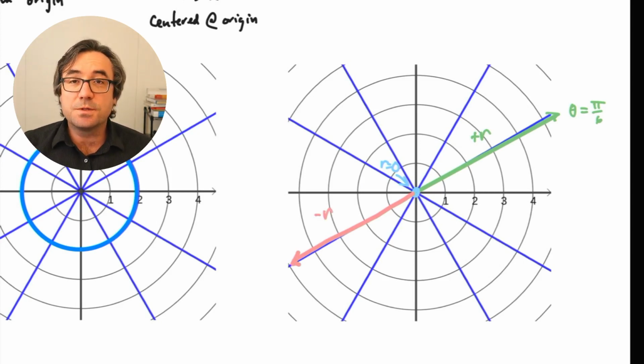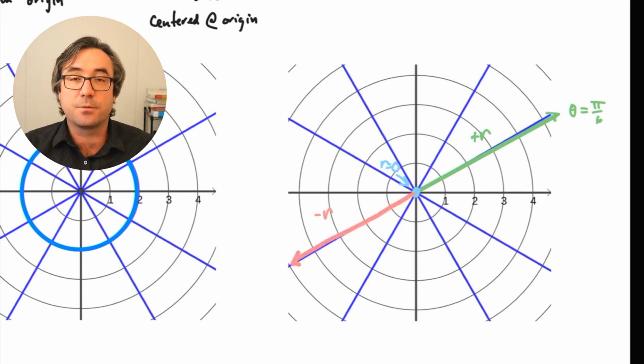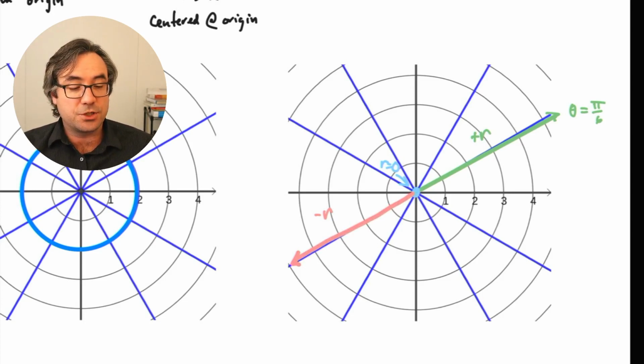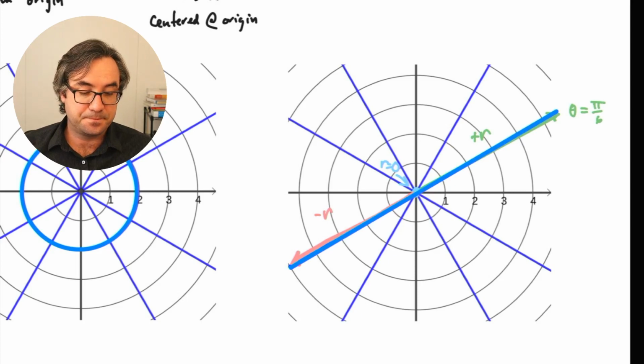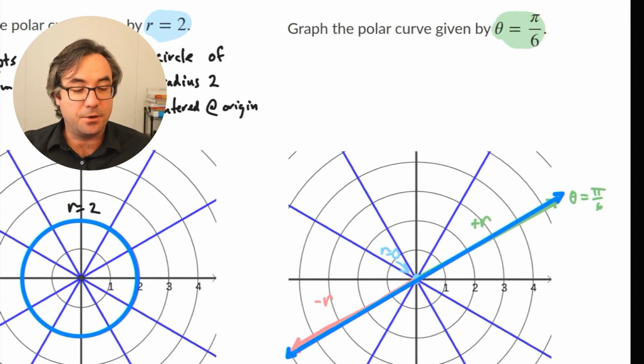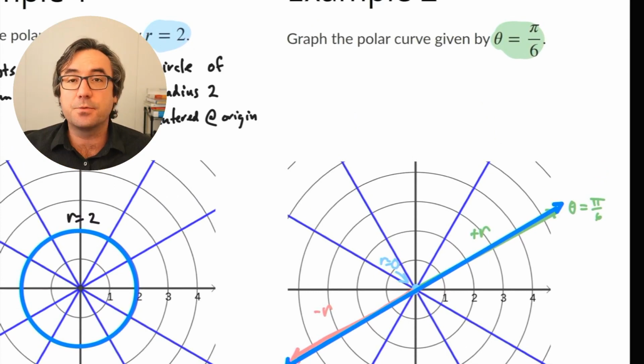So theta equal to pi over 6 has this positive portion of the line, has the point right at the origin, and then it also has this negative portion where the r values would be negative. So the actual collection of all the points is everything there. When theta is equal to a specific number, the actual curve is a line through the origin.